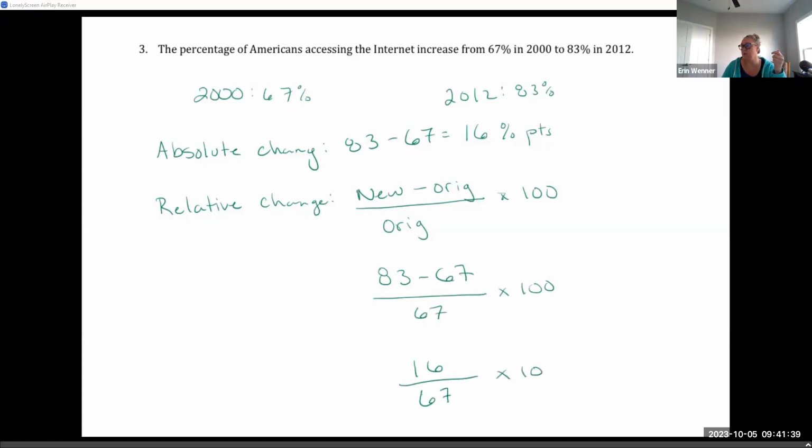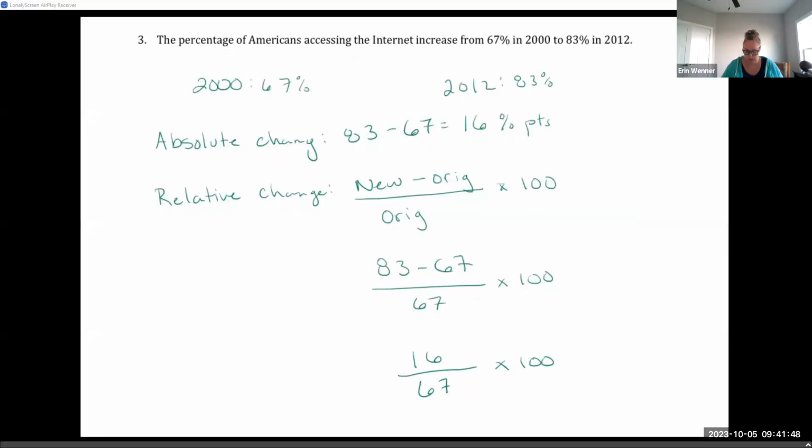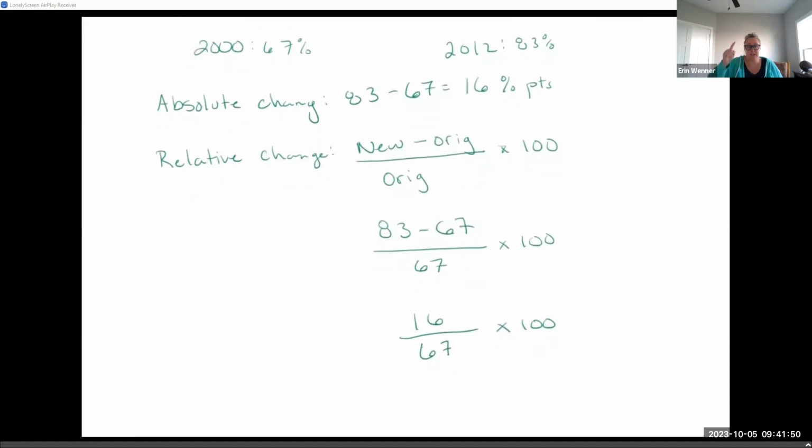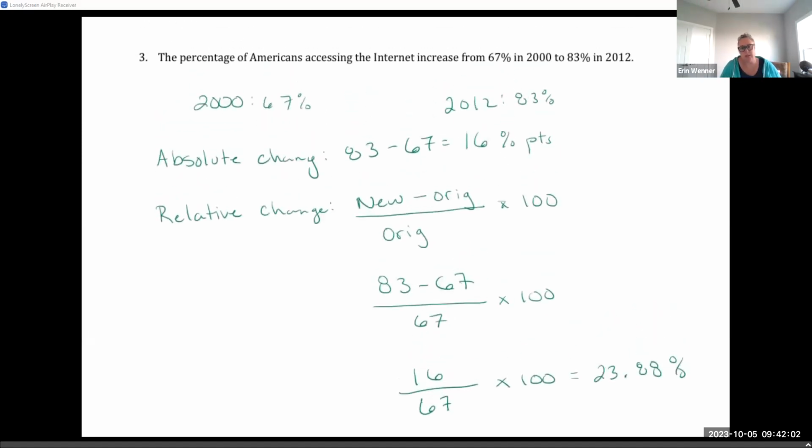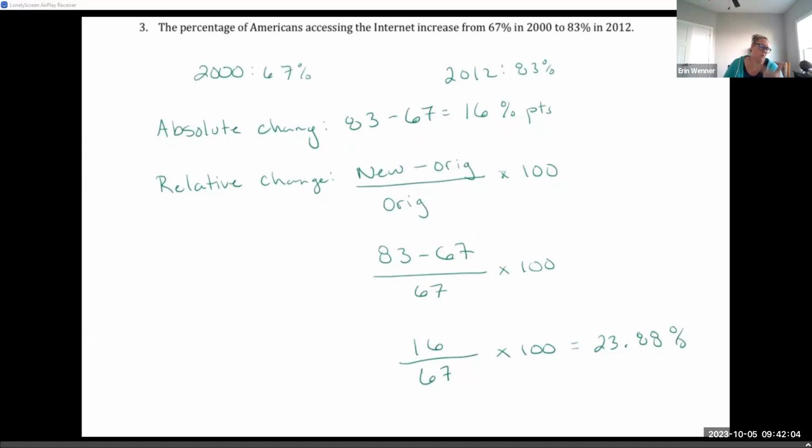So when we do 16 divided by 67, we're going to get 0.2388 and a big long decimal. Then we multiply that by 100. It moves the decimal place 2 times, and we get 23.88%. I didn't tell you how many decimal places to round to, so if you sent me 23.88, 23.9, or 24, I accepted all of those, okay?